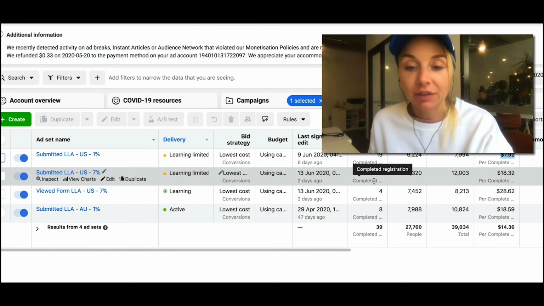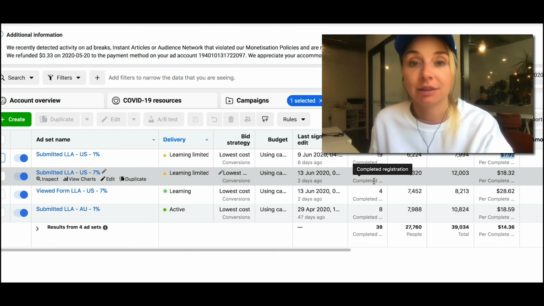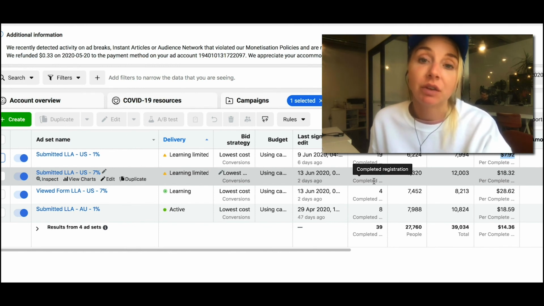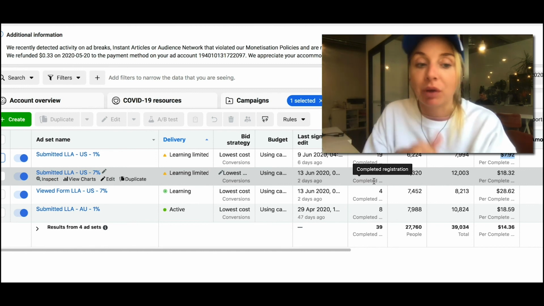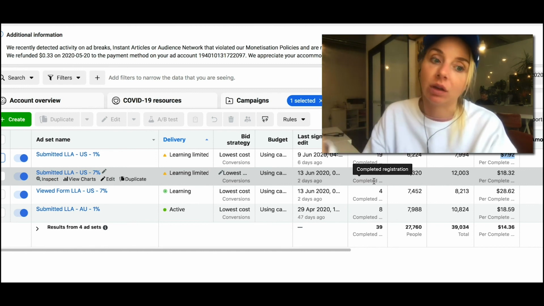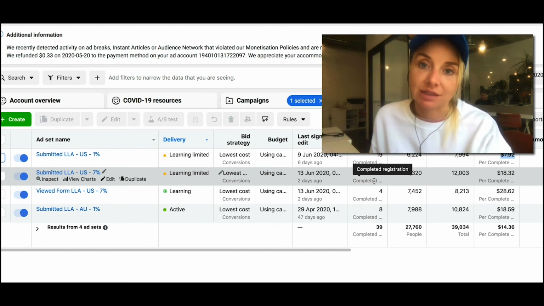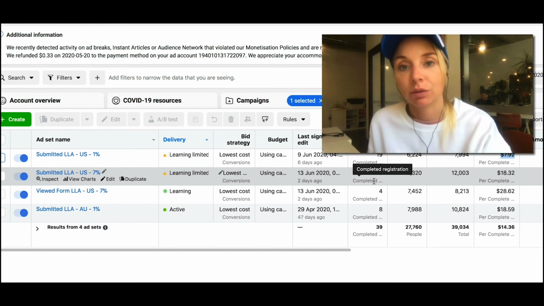I'm not a big fan of that, and you need to be careful about optimizing for an earlier event, because sometimes that doesn't always yield good sales or cost per leads. So just be very careful about that. And also I would recommend that if you do these kinds of changes, always duplicate the ad set, make the changes, pause the original, and then that way you can always go back to the original ad set that you have in case it doesn't work out.